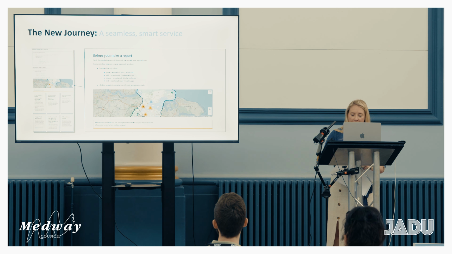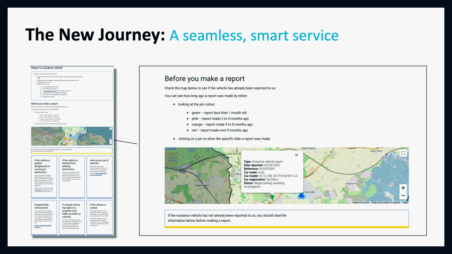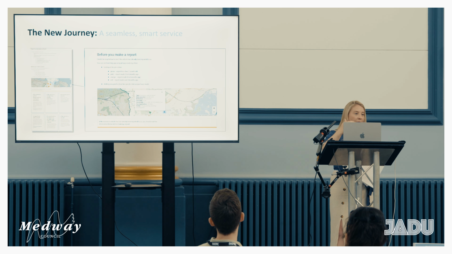Zoomed in version of the map here. Before you make a report, the pin drops are clickable, and you can click or hover over those pin drops, and it will surface information about that report for the resident. So they can see what type of report it is, when it was reported, the status, and information about the thing that has been reported.